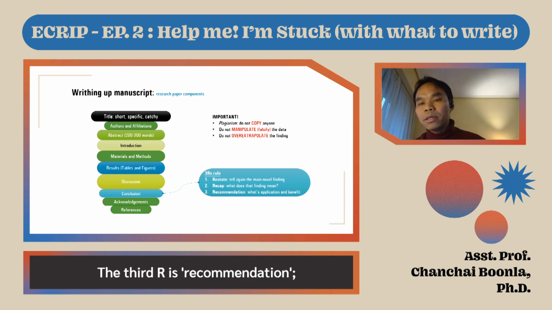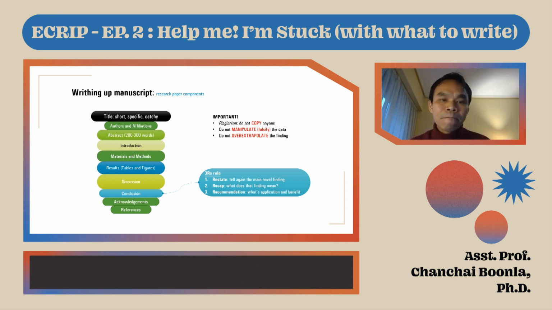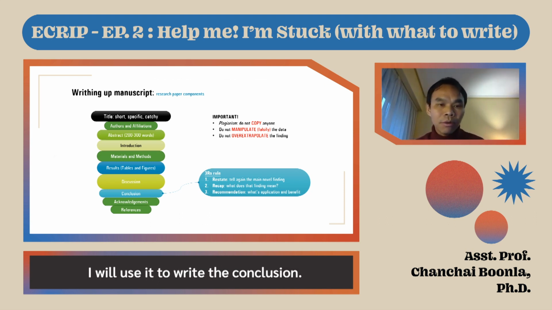And the third R is recommendation. You have to tell the benefit, the clinical benefit of that. What are the clinical applications, or how much your data or your finding contributed to the field. Yeah, this is the 3R rule that is important for me. I will use it to write the conclusions.